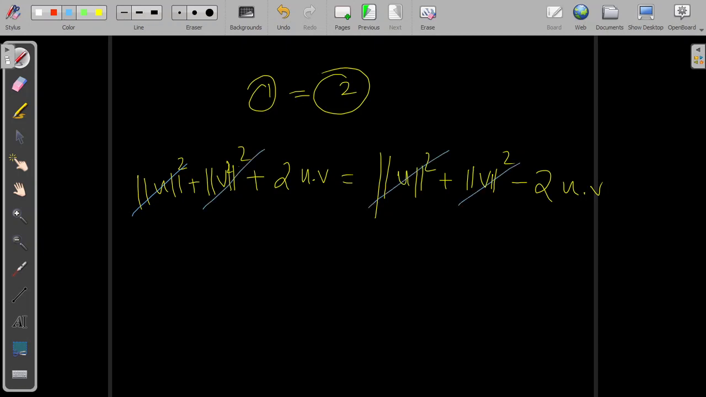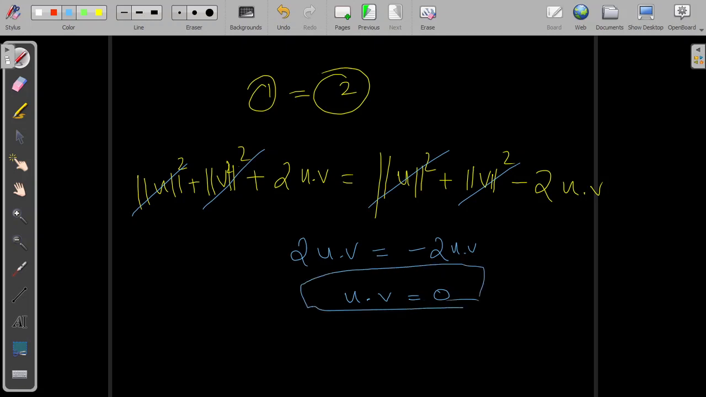That means 2u dot v must be equal to minus 2u dot v. That means u inner product v is equal to 0. The only way possible so that 2 into u inner product v equals minus 2 into u inner product v is that u inner product v, or u dot v, is equal to 0. This is the only way.